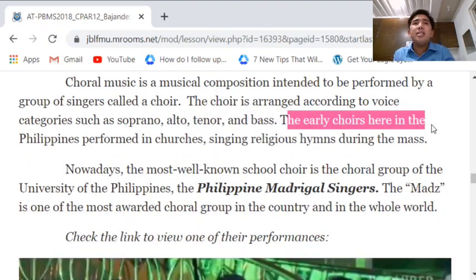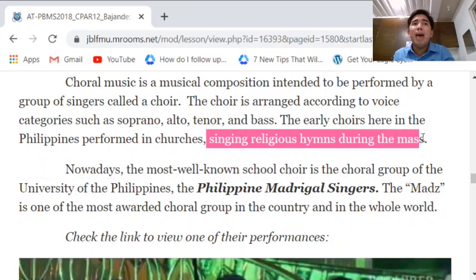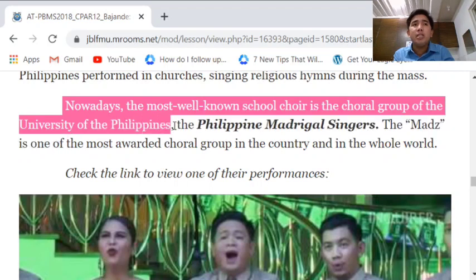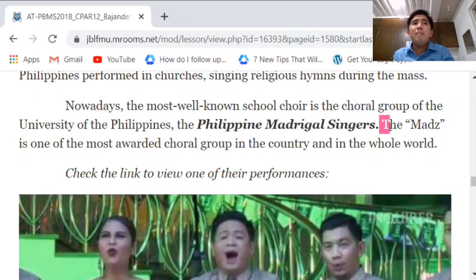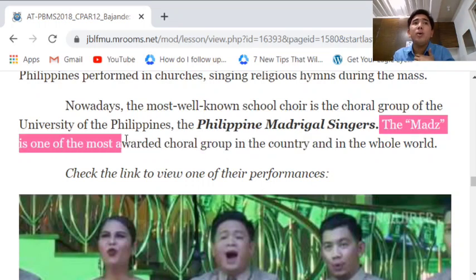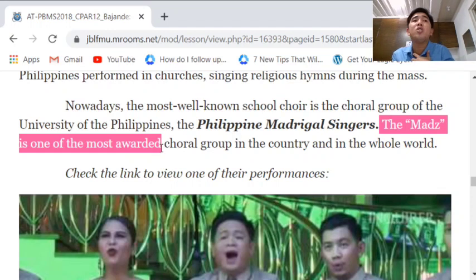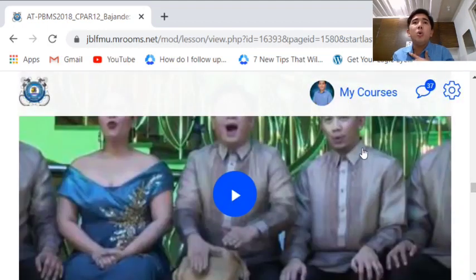The early choirs here in the Philippines performed in churches, singing religious hymns during the Mass. Nowadays, the most well-known school choir is the choral group of the University of the Philippines, the Philippine Madrigal Singers. The MADS, or the Philippine Madrigal Singers, as they are called, is one of the most awarded choral groups in the country and in the whole world. Okay, so here they are and how they perform.